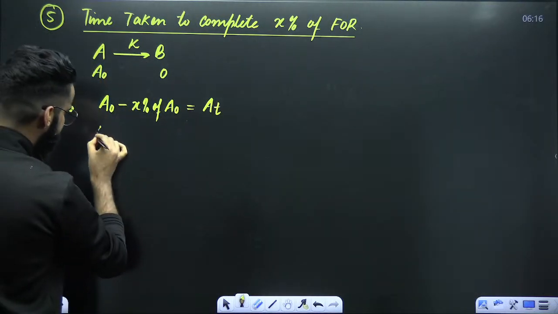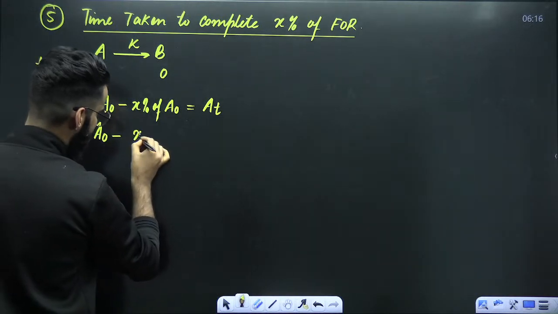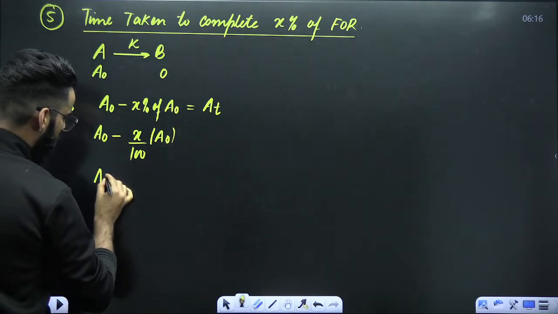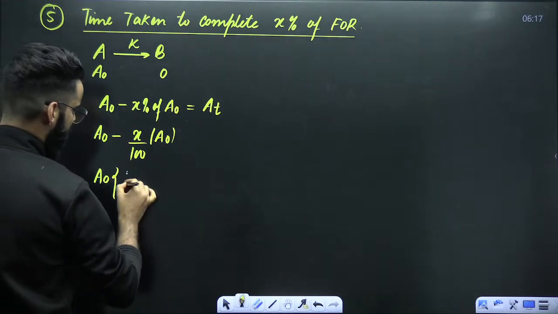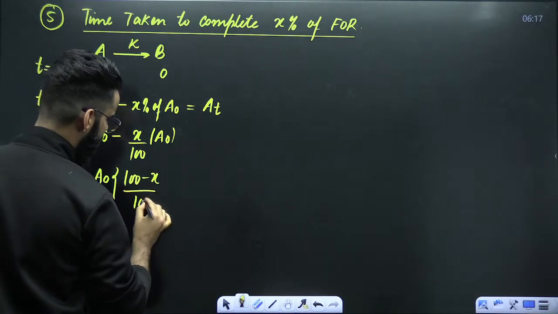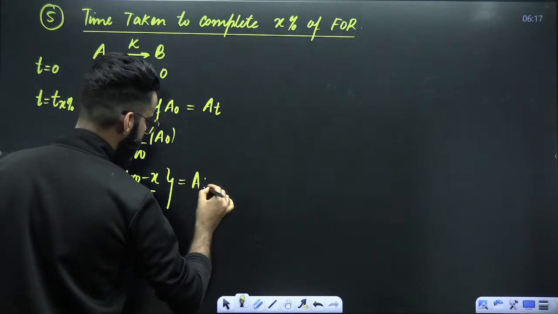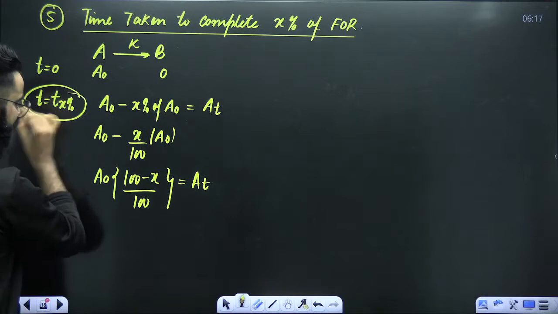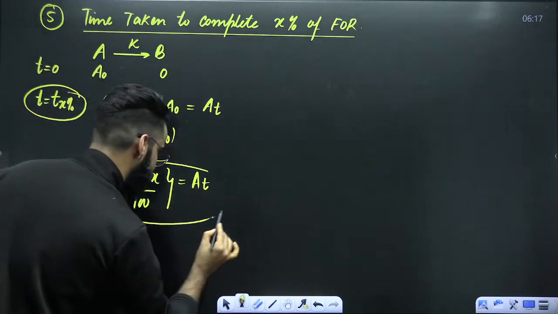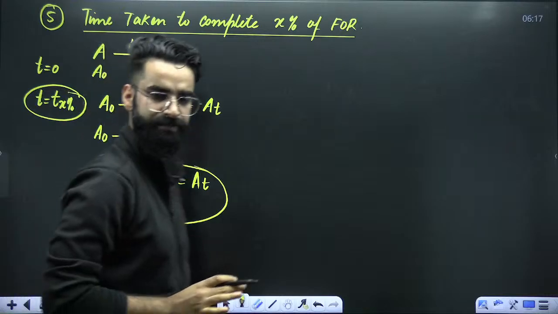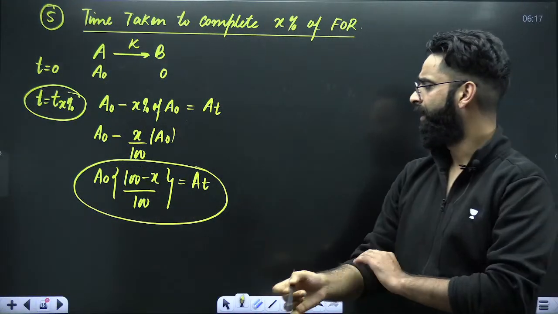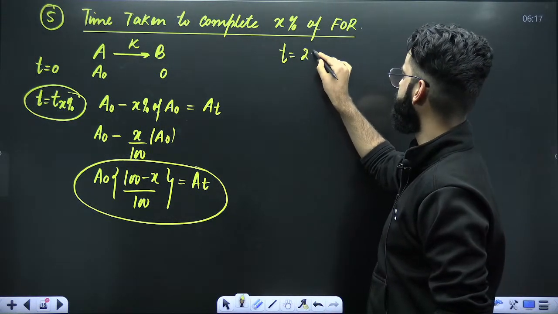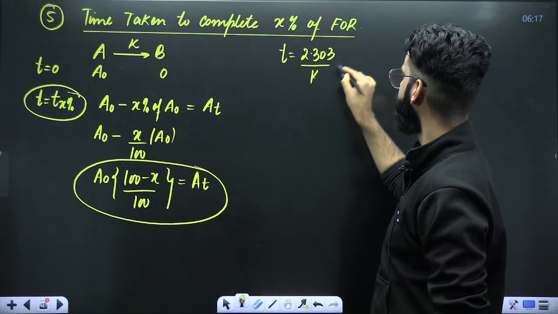Now, let's get its exact value. So A0 minus X divided by 100 multiplied by A0. Or you can take A0 as common. It's going to be A0 multiplied by (100 minus X) divided by 100. This is equal to AT. So at time t is equal to Tx%, this is the concentration of reactant left in the container. Now do one thing. Use the integrated rate equation, that is t is equal to 2.303 divided by K.